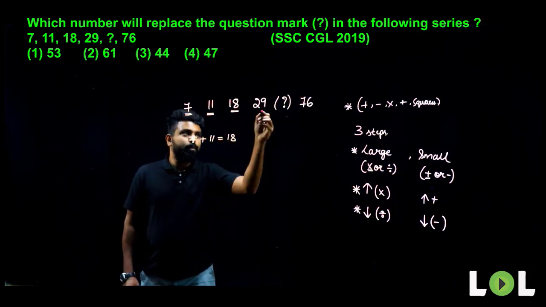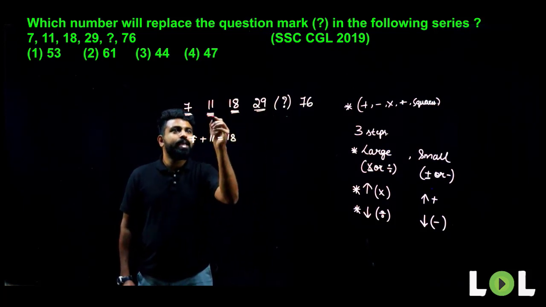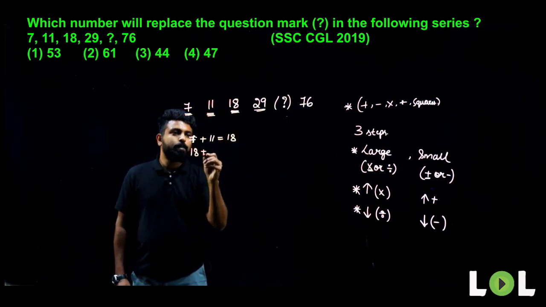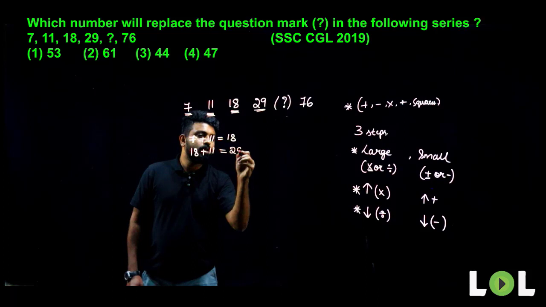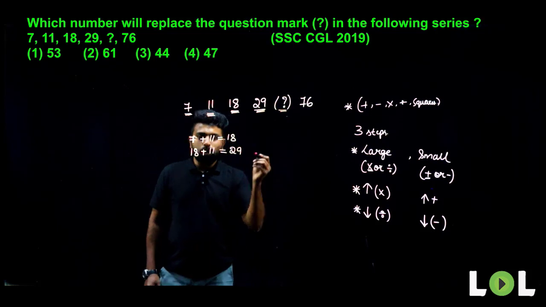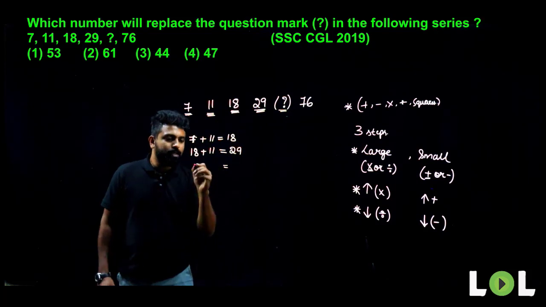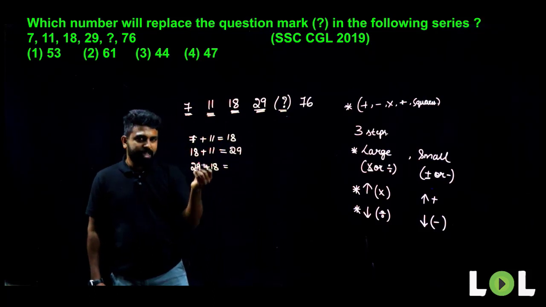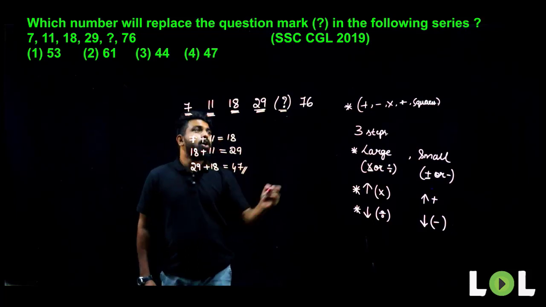Now let me check that with the fourth term as well. How will I be getting my fourth term? I should add my third term and the second term. What is my third term here? It is 18. What is my second term here? It is 11. So what is 18 plus 11? We get 29. We are getting the correct answer here. Same way, what will be my missing term here? The missing term will be nothing but the sum of my fourth term and the third term, that is 29 plus 18. What is 29 plus 18? 29 plus 10 gives me 39, plus 8 gives me 47. So my missing term will be 47.